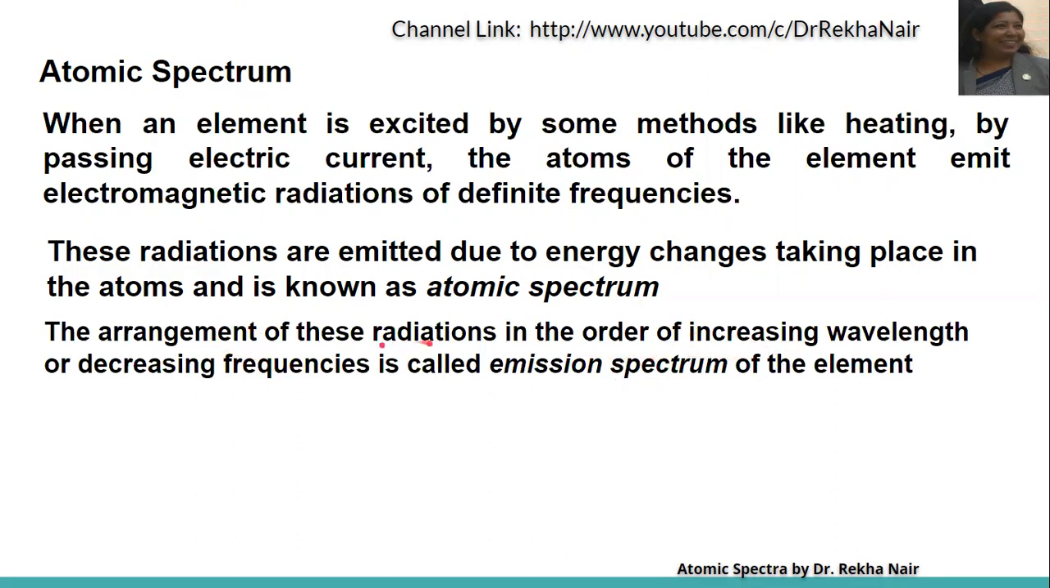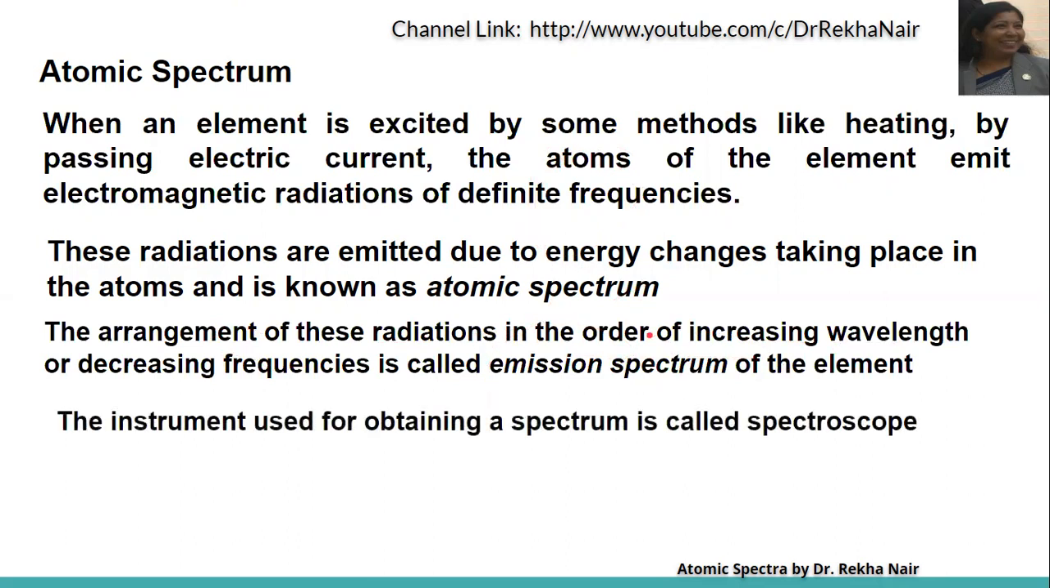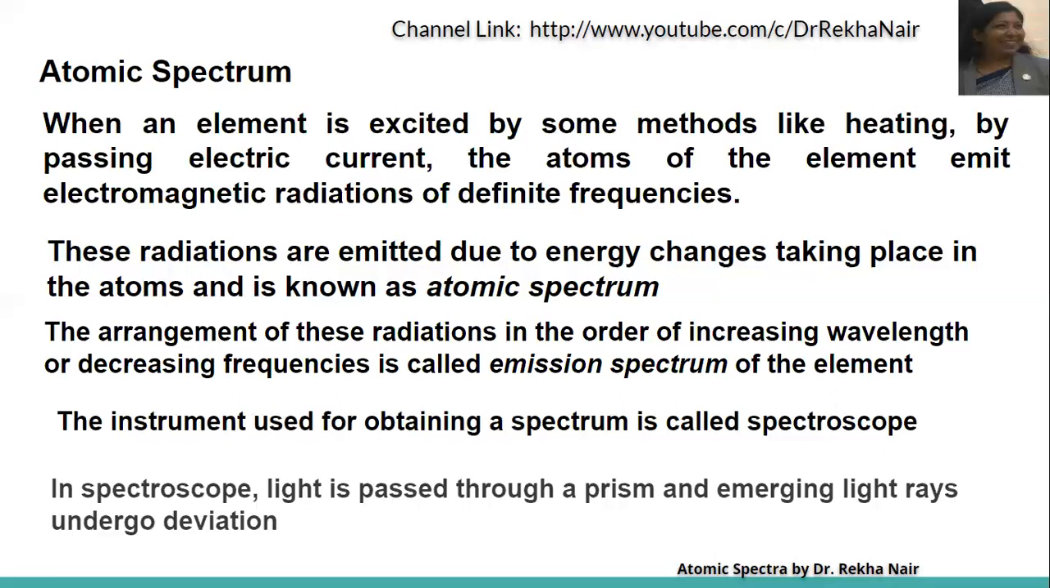If we arrange all the radiations emitted because of this process in the order of increasing wavelength or decreasing frequencies, we call it the emission spectrum of the element. And the instrument used for obtaining such spectrum is called spectroscope. In a spectroscope, light is passed through the prism and the emerging light rays will undergo deviation.